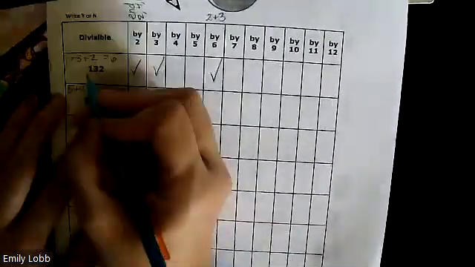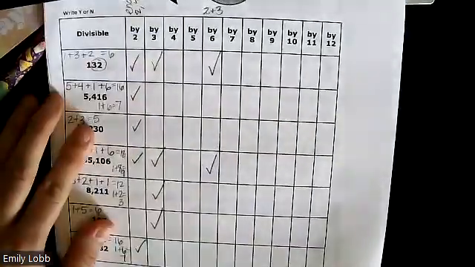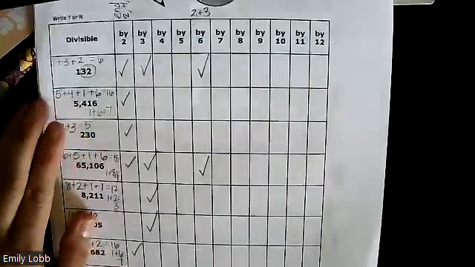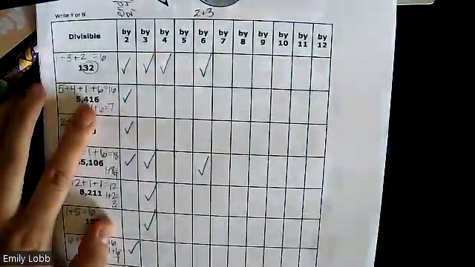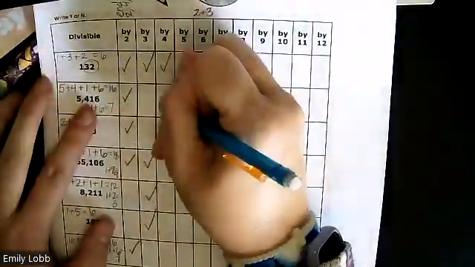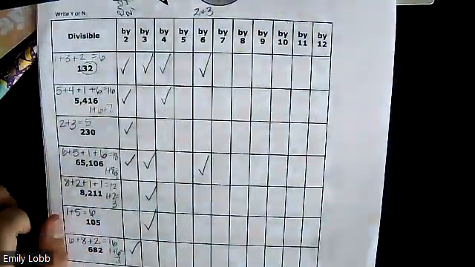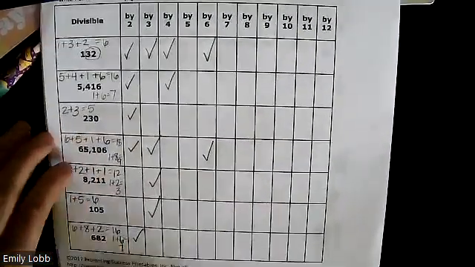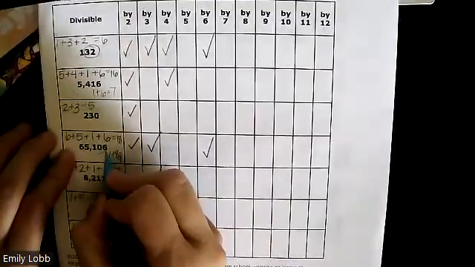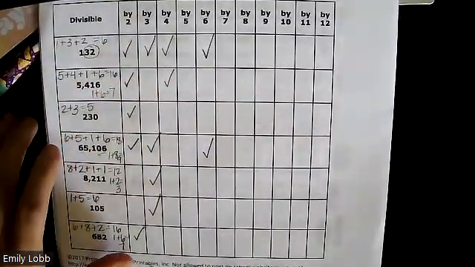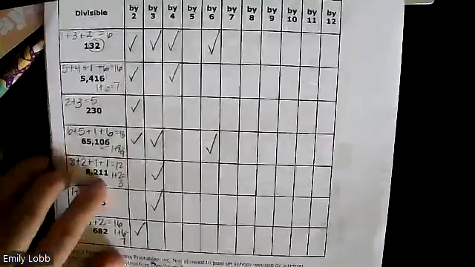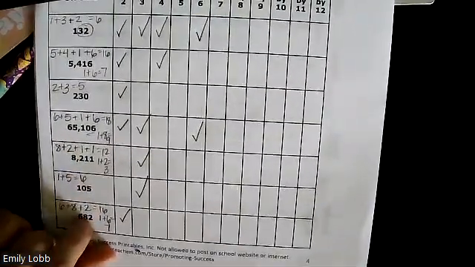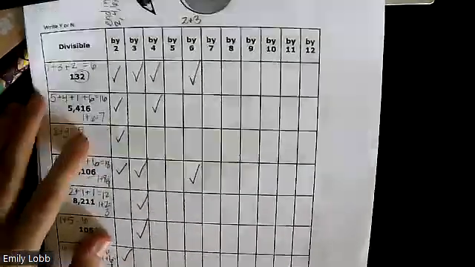For 4, we're looking at the last 2 digits. Is 32 divisible by 4? Yes, it divides evenly 8 times. Is 16 divisible by 4? Yes, it divides evenly 4 times. What about 30? No, because 32 would be a multiple. What about 6? 6 divided by 4 is even? No, no, no. 11 doesn't work. 5 doesn't work. What about 82? No. So 4s are done.